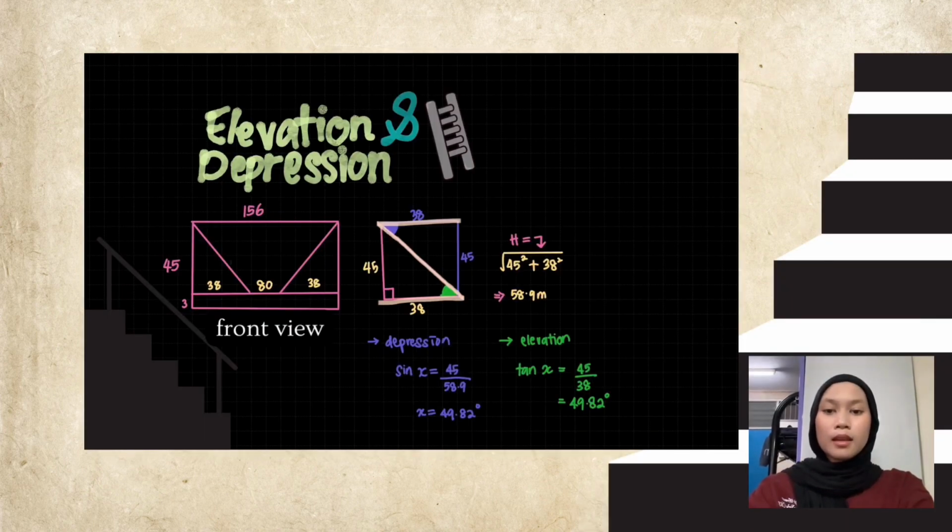This slide is about angles of elevation and depression. The angle of elevation is when you look up at an object, and the angle of depression is when you look down from the horizontal. Using basic trigonometry, I calculate both angles and they turn out to be the same at about 49.82 degrees. This shows how trigonometry can be used to solve real-life problems involving height and distance.